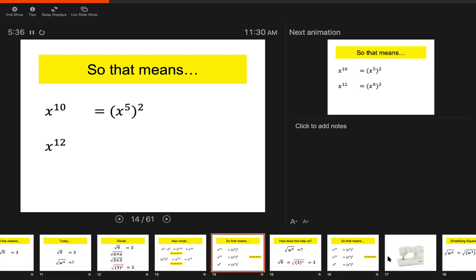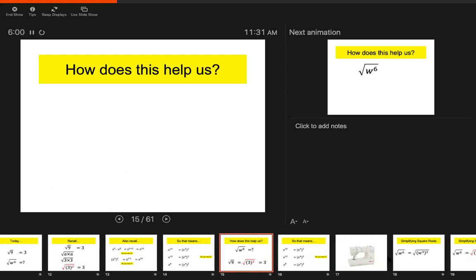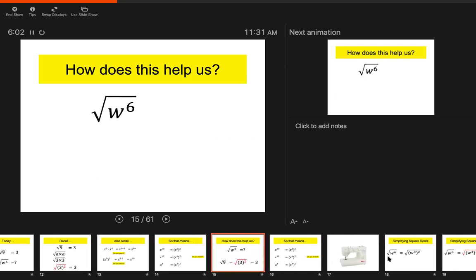X to the 12th could be written as x to the 6th squared. X to the 8th could be written as x to the 4th squared. Do you see it? Do you see where this is going? Pat yourself on the back if you can figure out what's going on here. Not the answer, but why I'm showing you this and why I'm asking you, do you see it? If you don't see it, then I'll explain it to you.